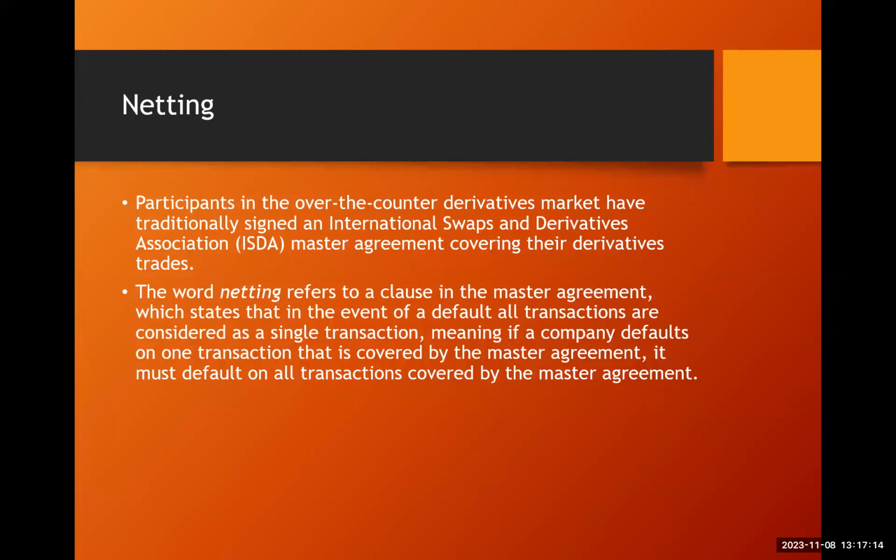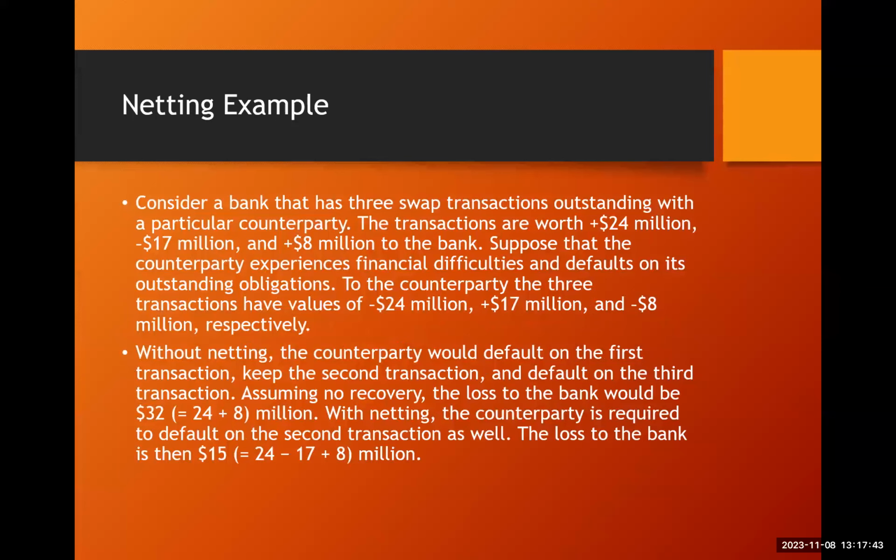Netting refers to a clause in an agreement that says all transactions between two parties have to be considered together when default enters the picture. Meaning you can't default on all the liabilities you owe and not default on all the possible gains you could have gotten from other contracts. So we have an example here where we have 3 transactions that are worth 24 million, negative 17 million, and 8 million.